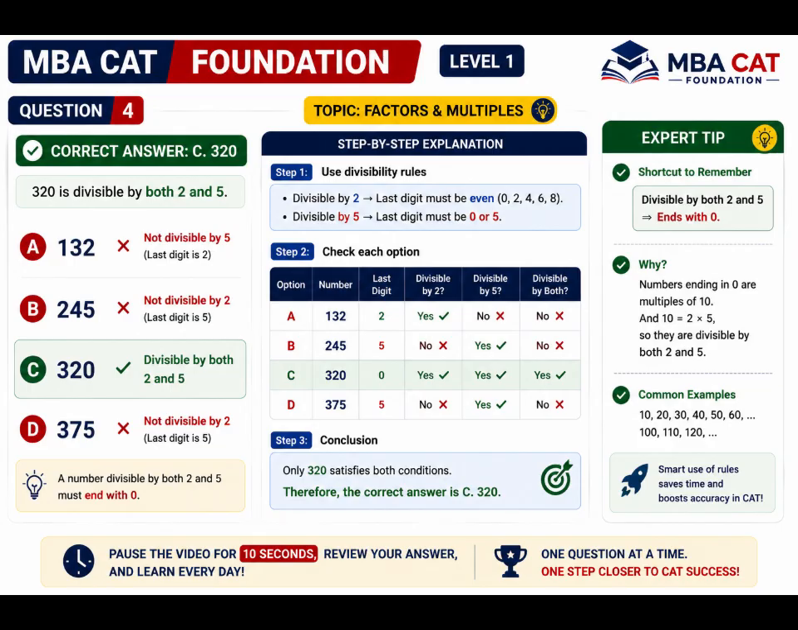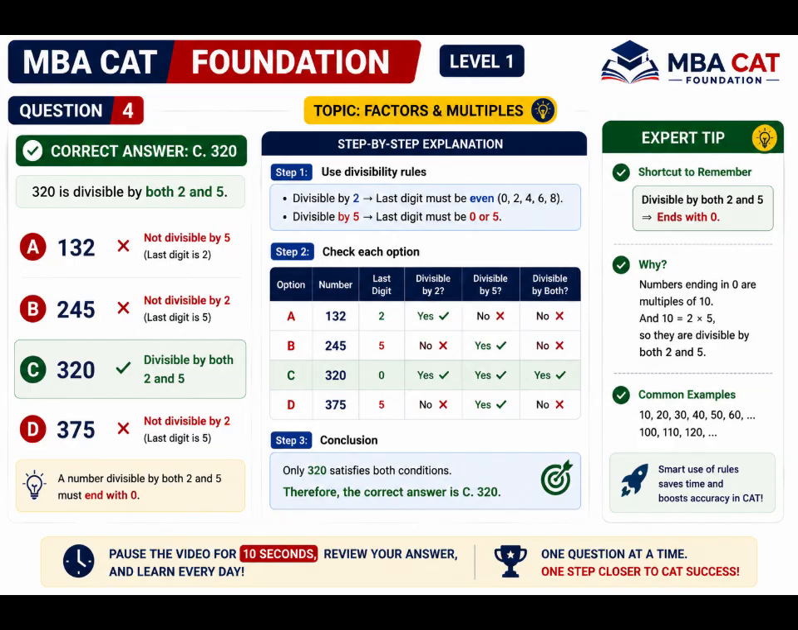Option A, 132. The last digit is 2, so it is divisible by 2. However, it does not end in 0 or 5, so it is not divisible by 5. Therefore, it is not divisible by both 2 and 5. Option B, 245. The last digit is 5, so it is divisible by 5. But it is not an even number, so it is not divisible by 2. Therefore, this option is also incorrect.